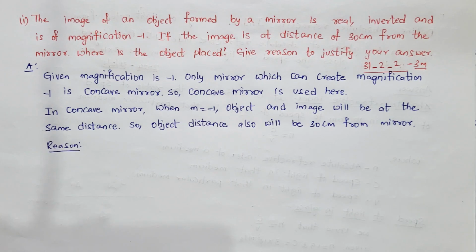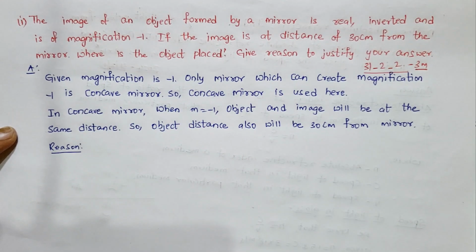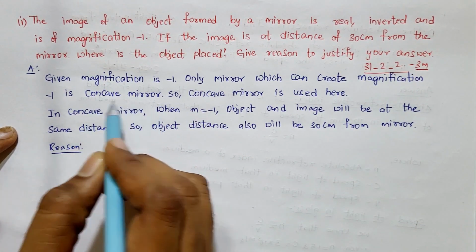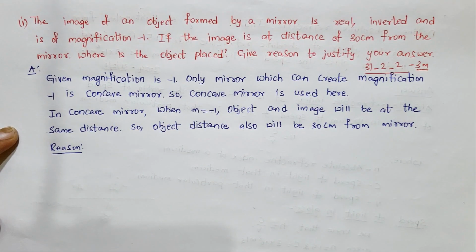So the question goes like this. Image of an object formed by a mirror is real, inverted and is of magnification -1. If the image is a distance of 30 centimeters from the mirror, where is the object placed? Give reason to justify your answer. So understand the question. They are saying that image formed by a mirror is real, inverted and magnification is -1. So given that magnification is -1, the only mirror which can create magnification -1 is concave mirror. So we can say that they are using concave mirror there. Okay, we understood that the mirror is concave mirror.